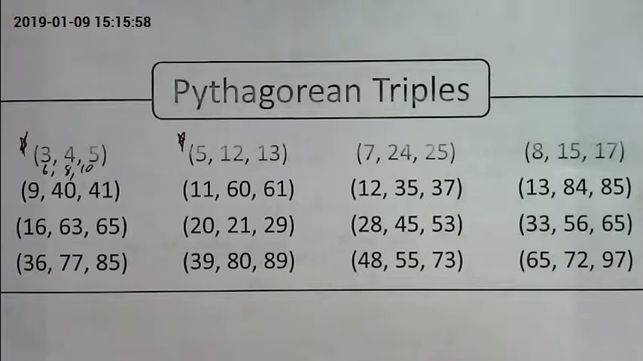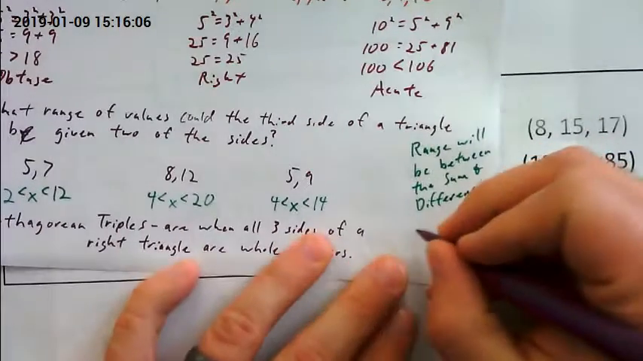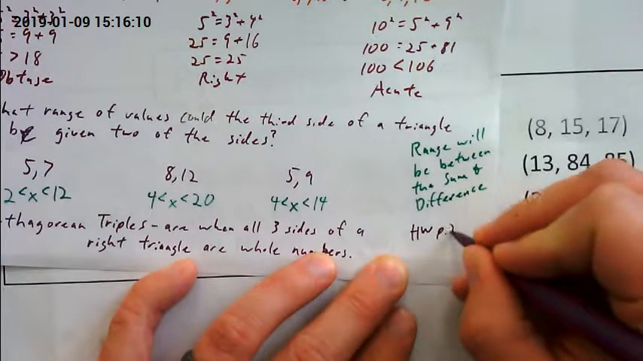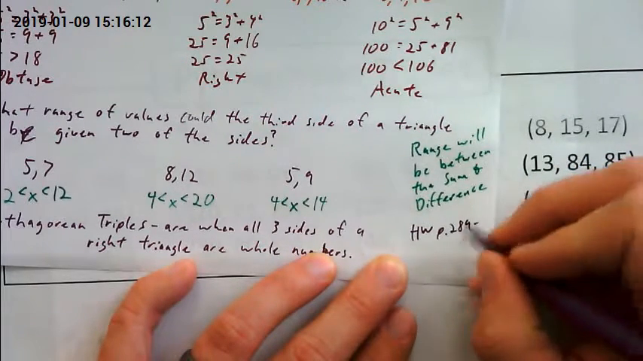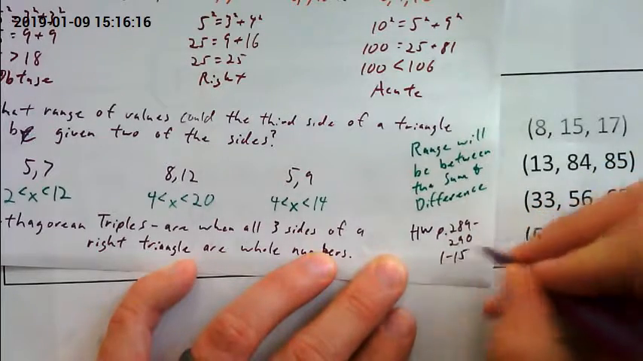All right. So that's it for our notes. The homework tonight is on the board there. It's page 289 to 290, 1 through 15.